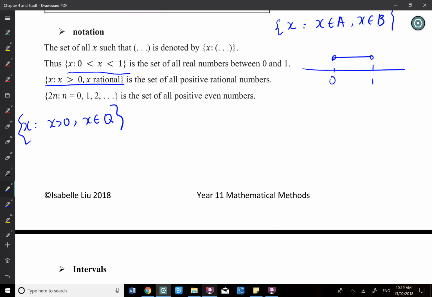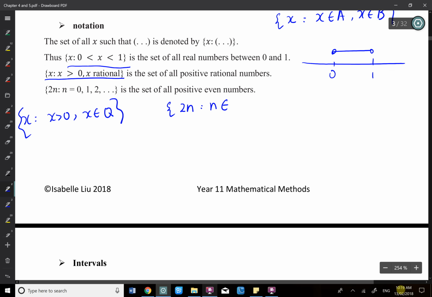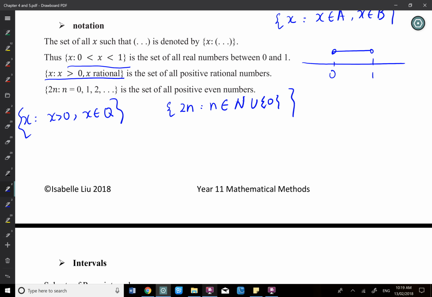For the last one, this talks about a collection of 2n such that n is 0, 1, 2, 3, 4, and so on. Well, I can write it in another way: a collection of 2n where n belongs to N union 0. What's N union 0? N union 0 is 0, 1, 2, 3, 4.